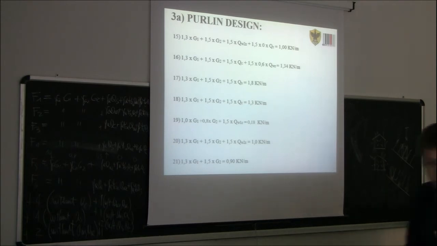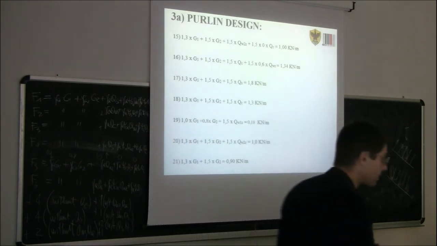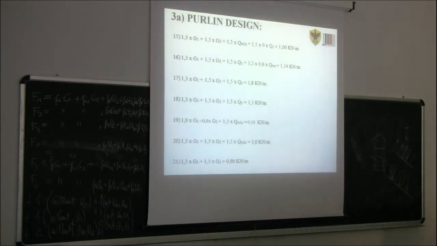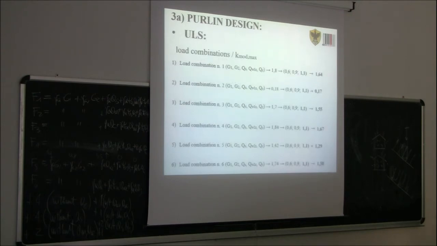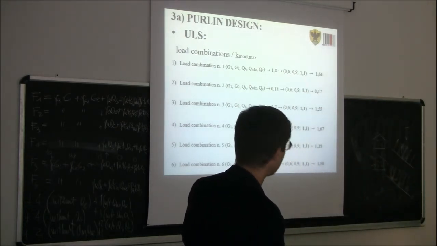But then we know that the most critical one is not the one which is maximum in terms of load. It's the one which is maximum in terms of the ratio between load and k mod. So now we calculate this ratio. You see, load combination 1 gives 1.8, with k mod 0.6, 0.9, 1.1. So you need to take the maximum one, because if you have a load combination with different loads, you need to take the maximum k mod. So for this one, we take 1.8 and divide by 1.1, and you get 1.64.